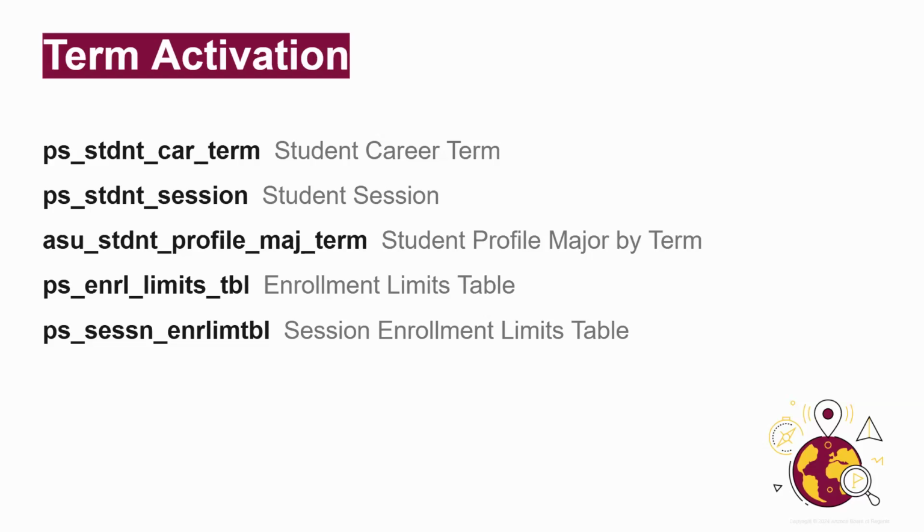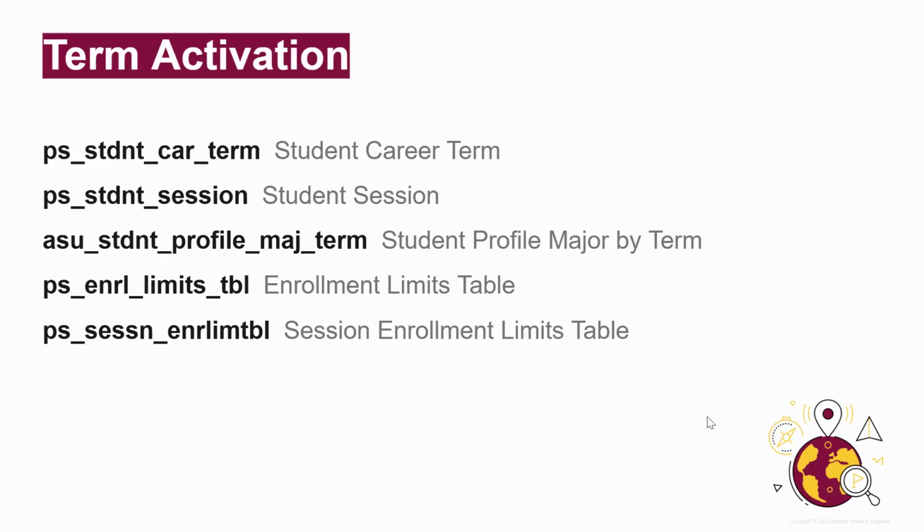Once we term activate, records appear in these tables. PS student career term is the student career term table, and it holds all of the term statistics for a student who is term activated. That is their credit hours, their GPA, their academic level. Everything that aggregates over time is in that table as well. Once they're term activated, they show up in the student profile major by term table. They get their enrollment limits and their session enrollment limits.